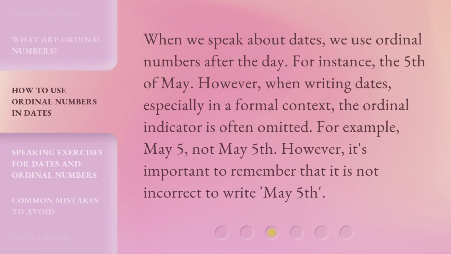When we speak about dates, we use ordinal numbers after the day. For instance, the 5th of May. However, when writing dates, especially in a formal context, the ordinal indicator is often omitted. For example, May 5, not May 5th. However, it's important to remember that it is not incorrect to write May 5th.